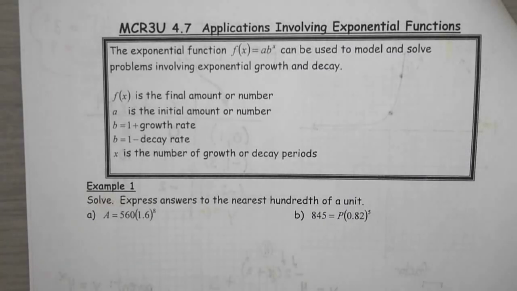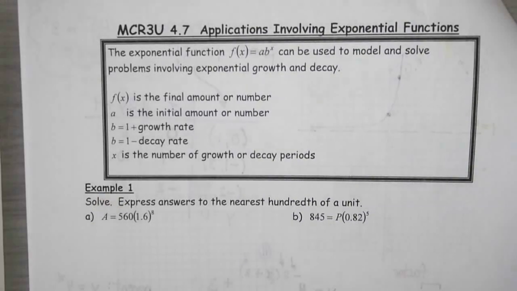So 4.7 is applications involving exponential functions. It's a little bit of word problems, but it's not a lot. We're just trying to look at a situation that you would say, wow, that's growing exponentially. Like, hey, this YouTube channel's subscribers are growing exponentially, one of those really good examples like that.